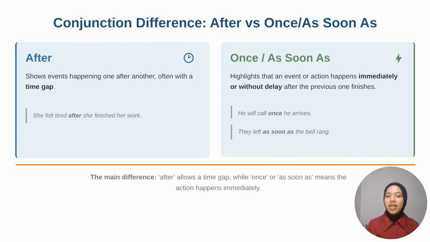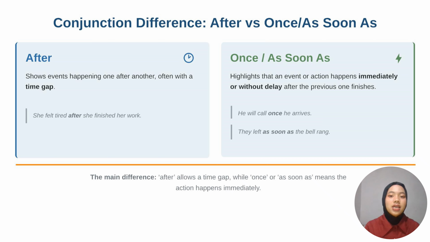Now, let's look at some conjunction differences. After is used when there is a small time gap between the two actions. Meanwhile, once and as soon as show that the second action happens immediately without waiting. Here are the examples. She felt tired after she finished her work. The clause explains the time after an action. After shows sequence with a time gap.